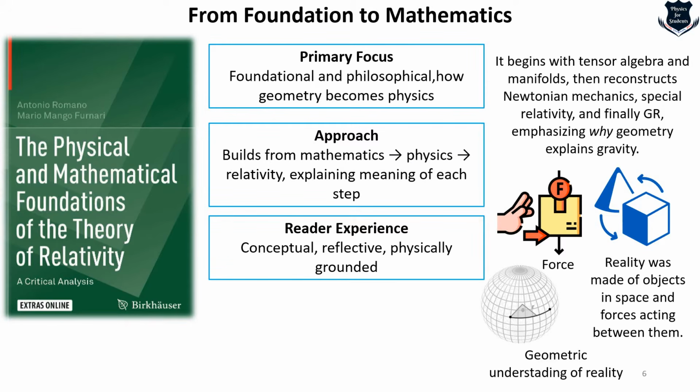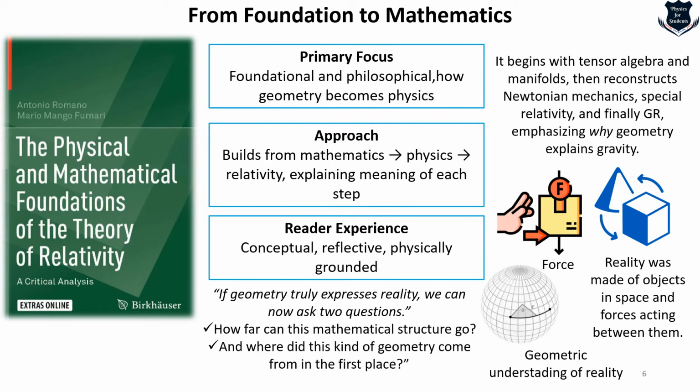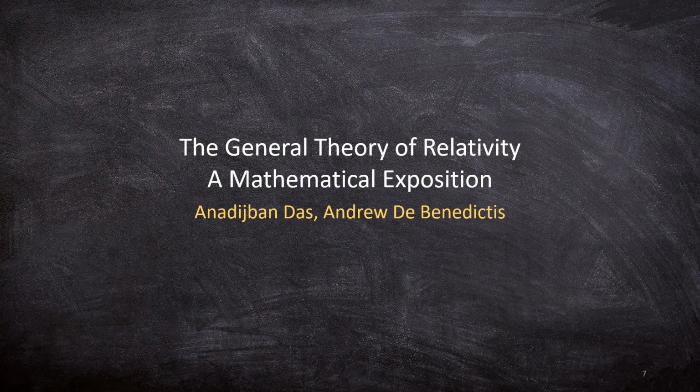Now, we come to the part of our video where we can ask this question. We saw that geometry becomes reality. Now the question is how far can this mathematical structure go? Or we can say, where did this kind of geometry actually come from in the first place? In order to do that, we are going to take ahead the second book in our journey of general relativity, which is called General Theory of Relativity, a Mathematical Exposition, written by Anadijiban Das and Andrew DeBenedictis.